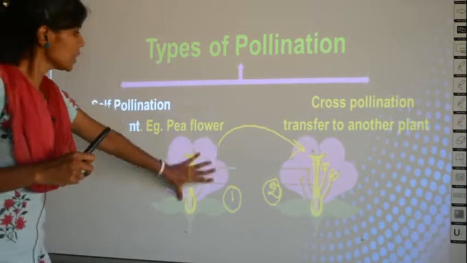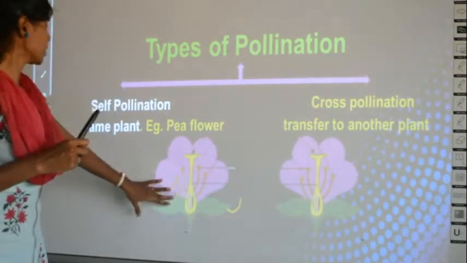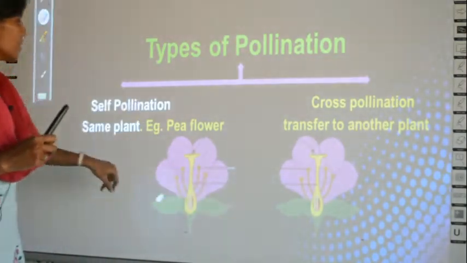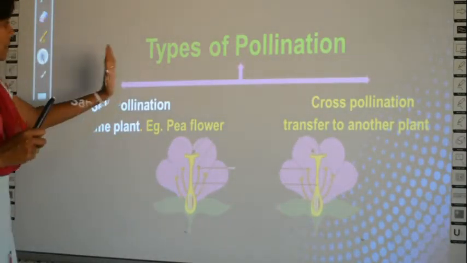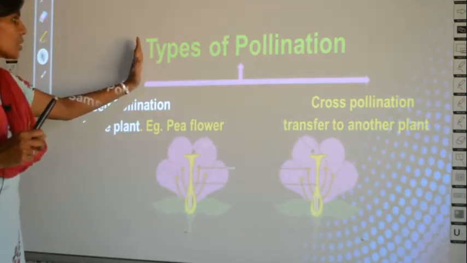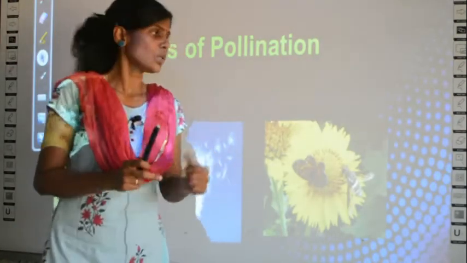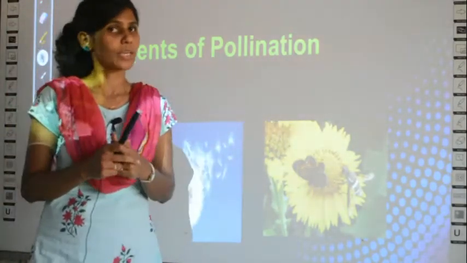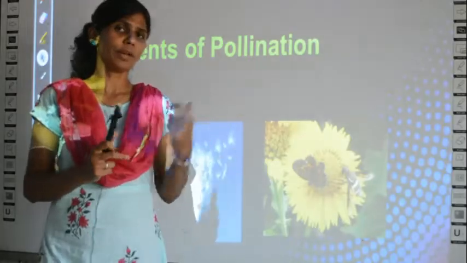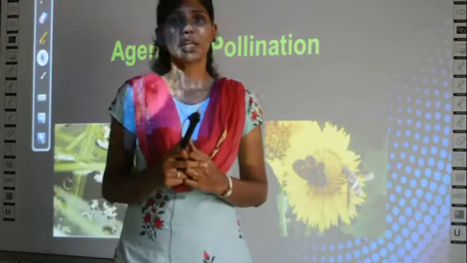So these are the two types of pollination based on the transfer of pollen grains to the stigma. Then there are three kinds of pollination. Now let us learn about the agents of pollination. What is it? Agents of pollination. Who is the agent? Why is an agent required here?